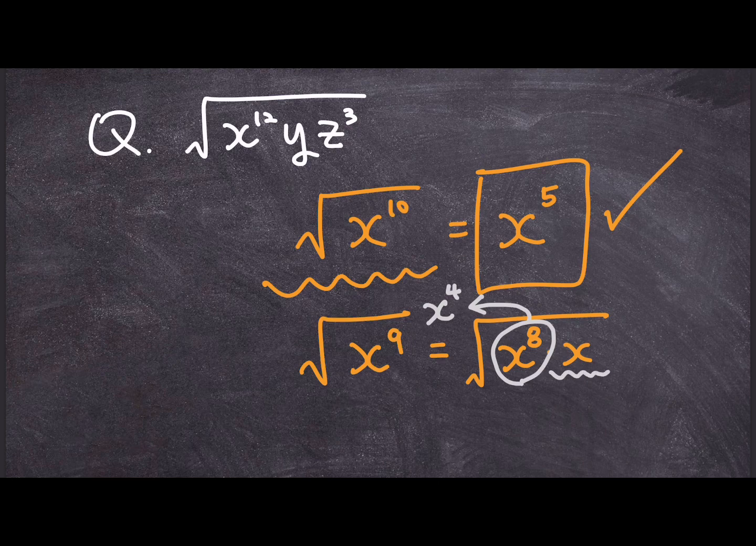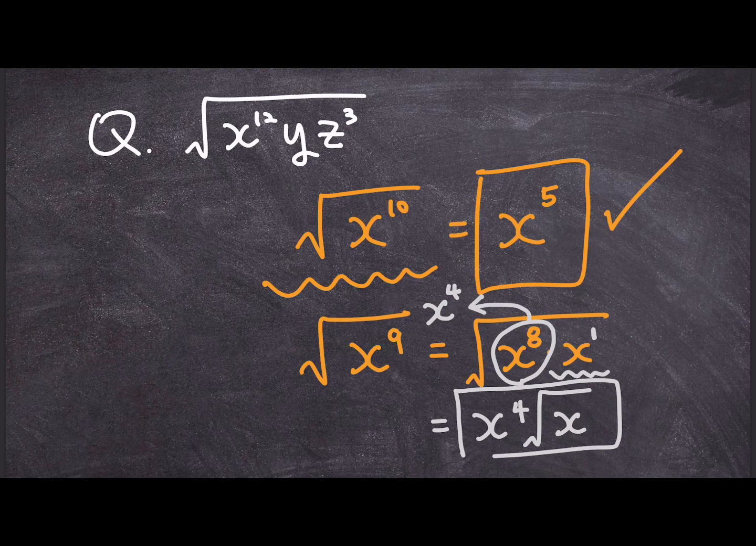And this x, because it's all alone, and because its exponent is 1, which is an odd number, it stays underneath the square root sign. So while this expression gets to escape, this expression stays, giving us x to the power of 4 times the square root of x. So that's going to be your final answer, not this.